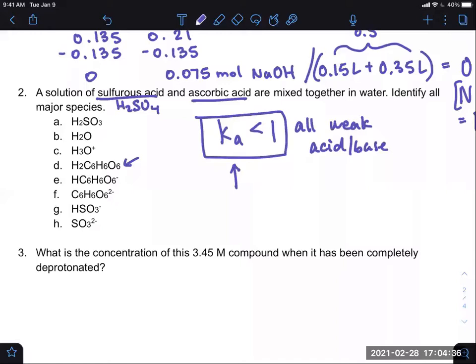So we're going to see our sulfurous acid still in solution. The majority of it did not react because it has a Ka less than 1. We see ascorbic acid over here. That will also be a major species. Ka is less than 1. Water, always in solution. Always, always, always. And that will be it. That will be it for the answer. Any questions on this one?